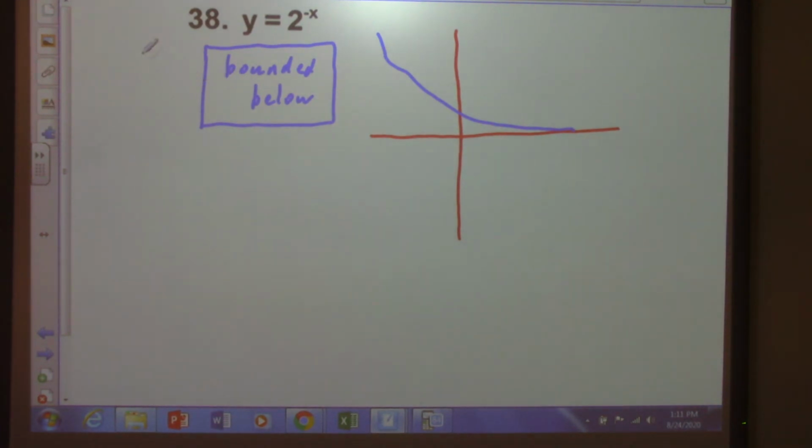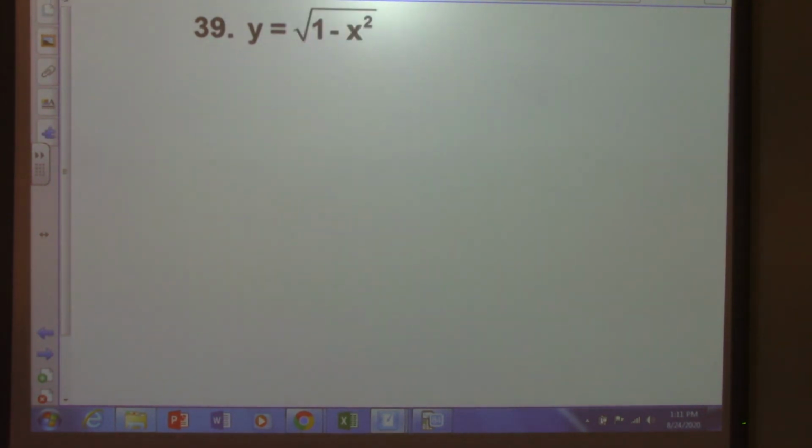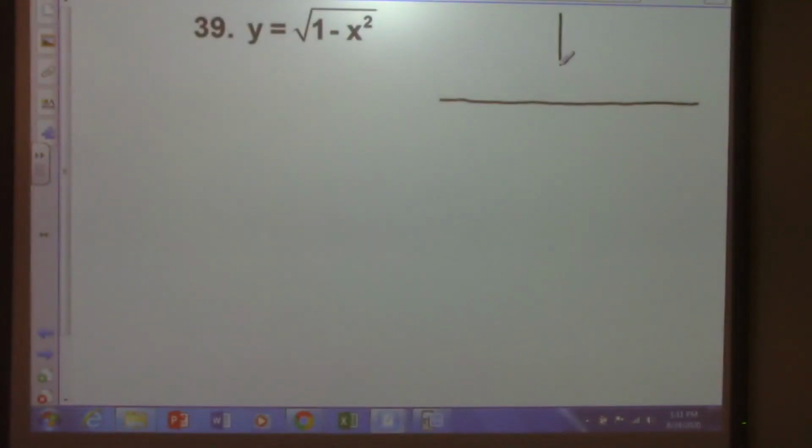Okay? And then this one here. Now this is a type of equation that you're probably not too familiar with. In pre-calculus, I'm going to want to get you familiar with this. So if you go like this, did anybody graph this yet? No, not yet. Bounded above. So it goes like this, bounded above, all the way up there.